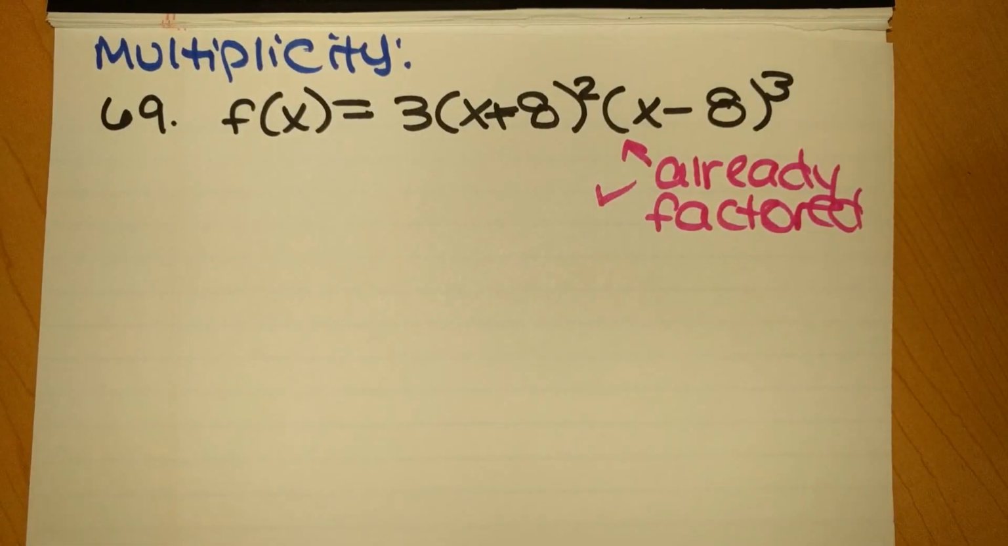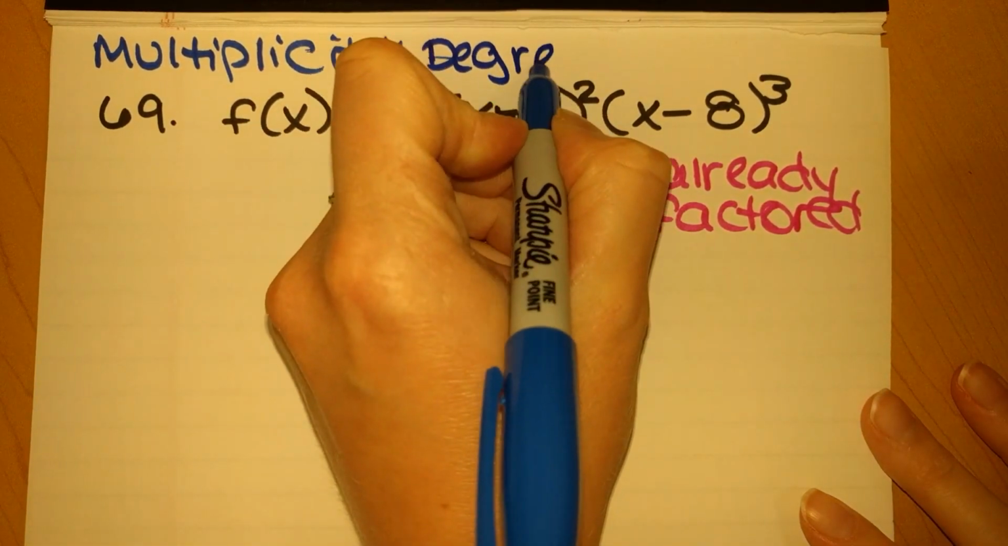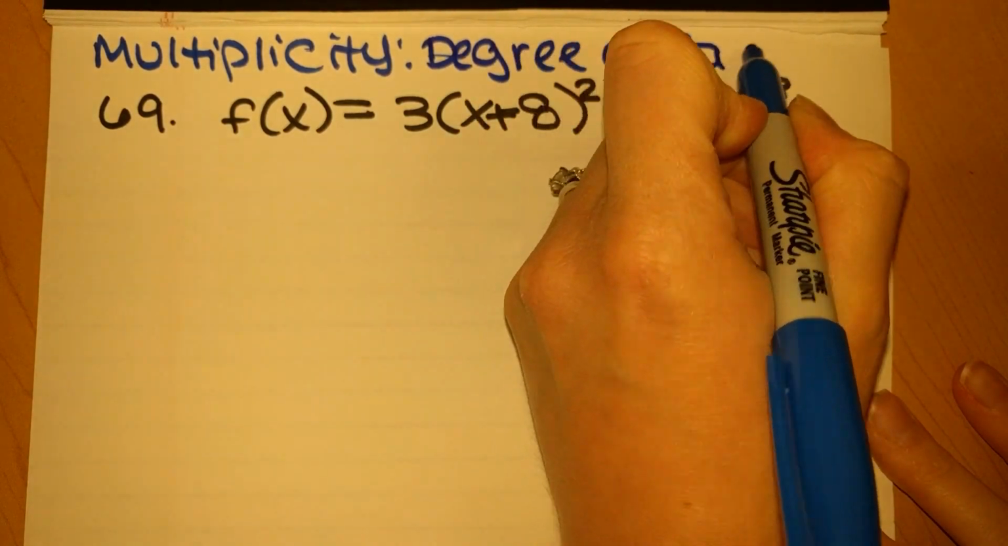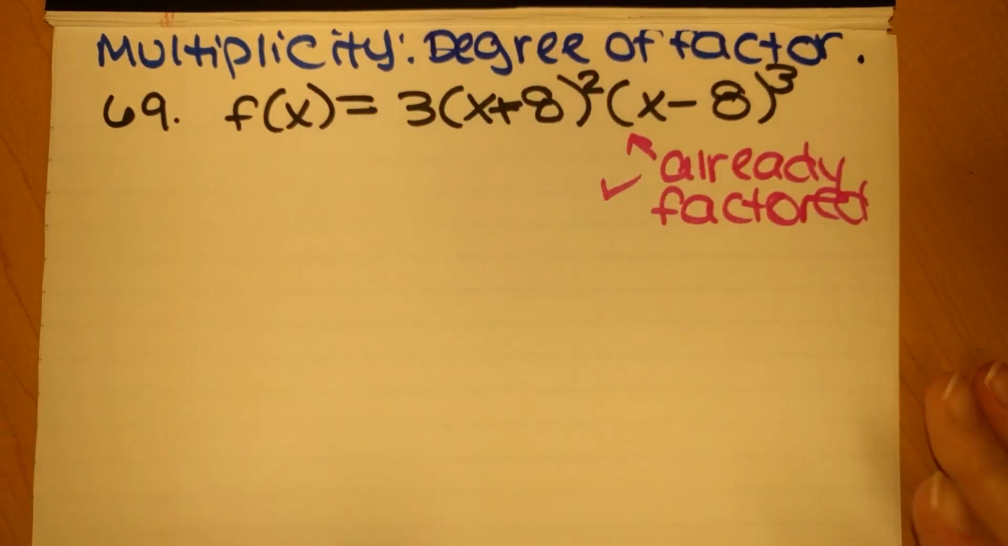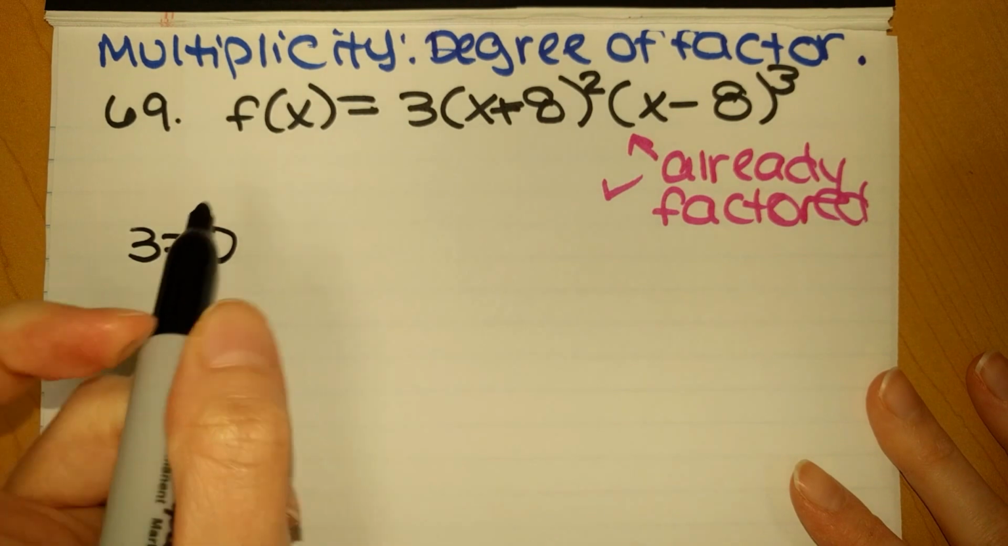Okay, so for numbers 69 and 70, they ask for the multiplicity of each of the zeros. In order to find the multiplicity, we have to look at the degree of the factor from which that zero comes from. So the first thing you need to do is make sure that your polynomial is factored. In number 69 and 70, both of the polynomials that they give us are factored. So we will just immediately set each of the factors equal to 0.